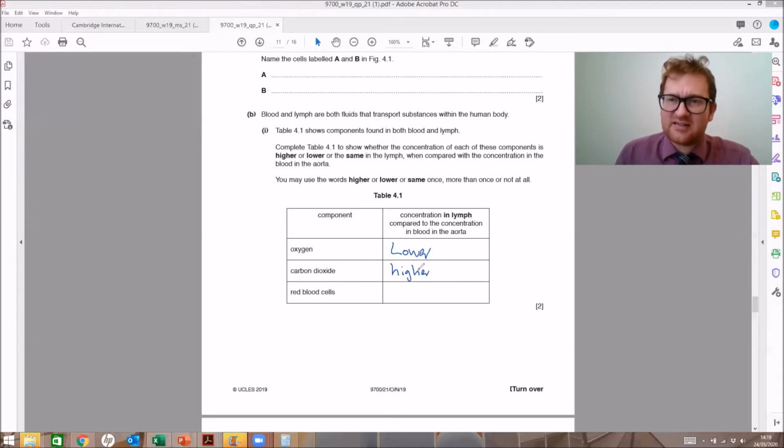In the lymphatic system, red blood cells are not present generally because they would be kept inside the capillary. They're too big to come out of the capillary and therefore should not really enter the lymph system. So red blood cells would have a lower concentration in the lymph than they would in the aorta.